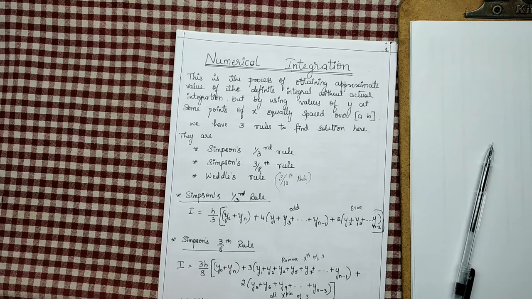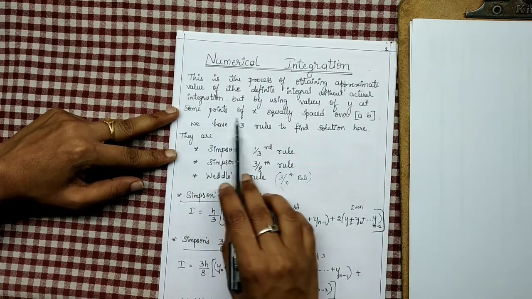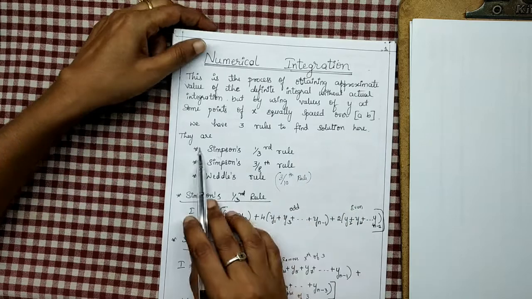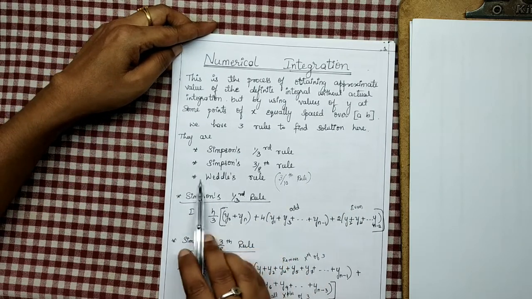My dear students, in today's class, let us go for numerical integration. This is the process of obtaining approximate value of the definite integral without actual integration, but by using the values of y at some points of x equally spaced over the closed interval AB. We have three rules to find the solution here. They are Simpson's 1/3 rule, Simpson's 3/8 rule, and Weddle's rule. Weddle's rule is also called 3/10 rule.